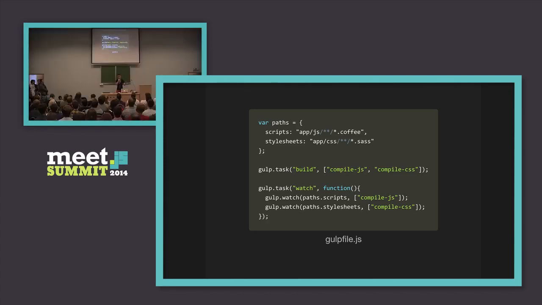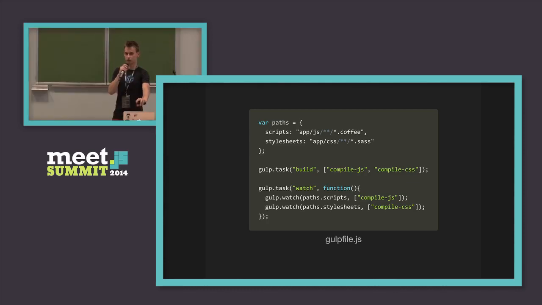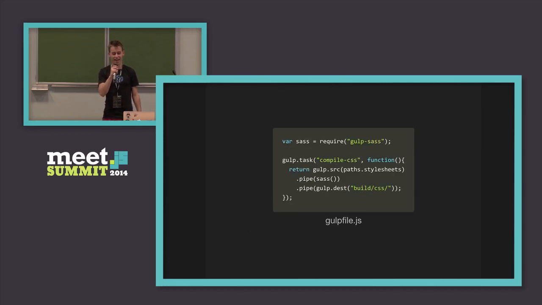We can also define some helpful variables for the paths of our scripts and style sheets, so they will be in just one place of our Gulp file. And in the watch task, we'll just watch for those paths and run a task whenever something changes. Is that clear? I hope so. And later on, we can define a task like compile CSS.